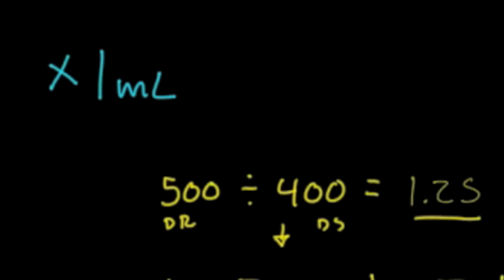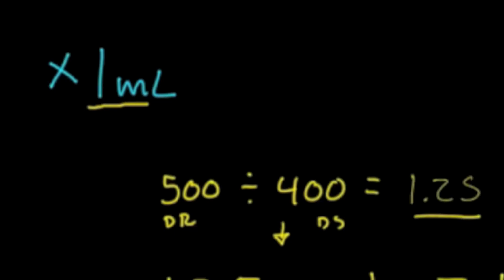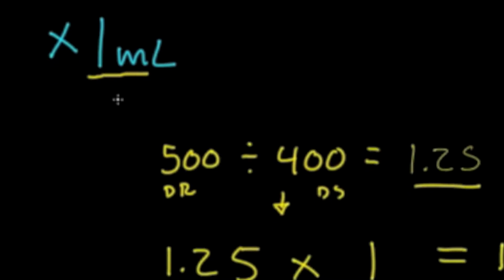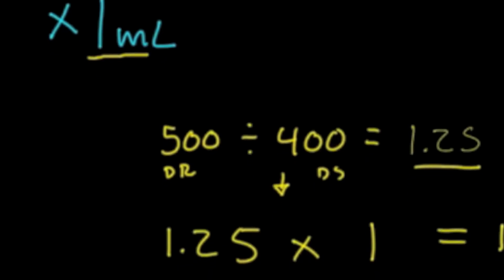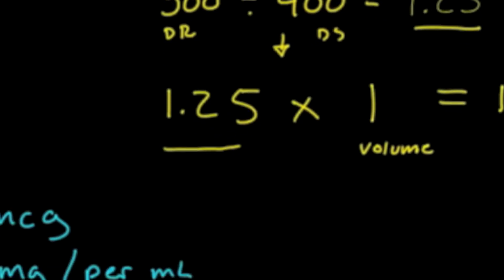So with number 1, the doctor requested 500 milligrams and it came in 400 milligrams, and that was per 1 milliliter, so it's 500 divided by 400 times 1, so 1.25, round up 1.3.